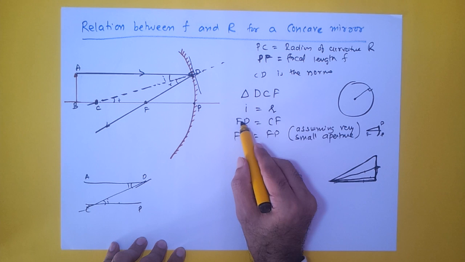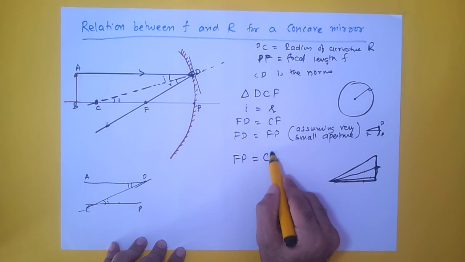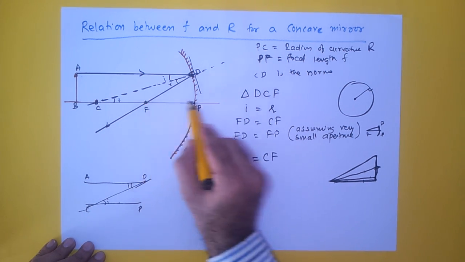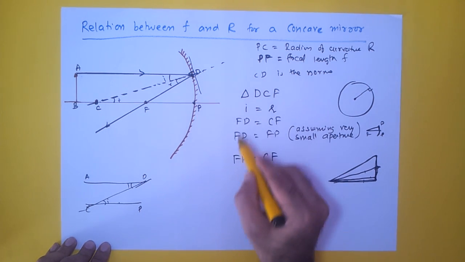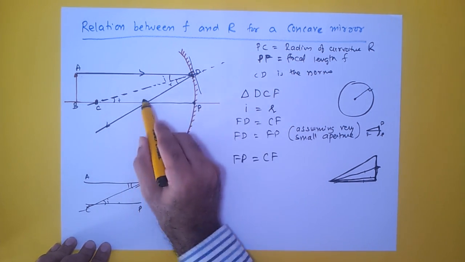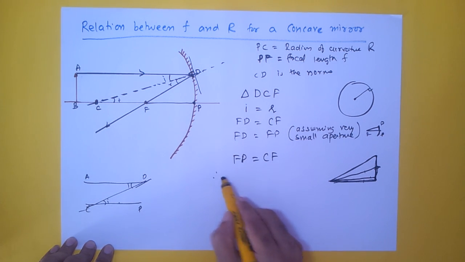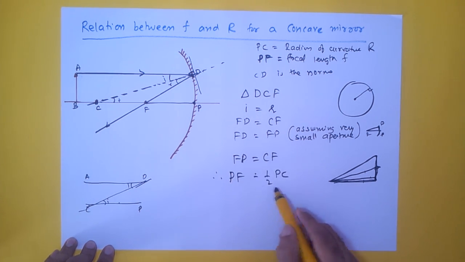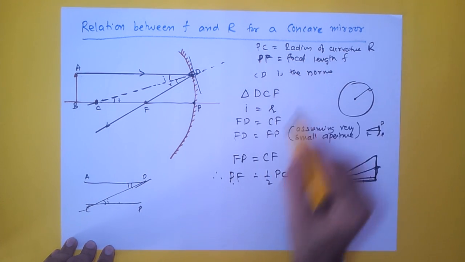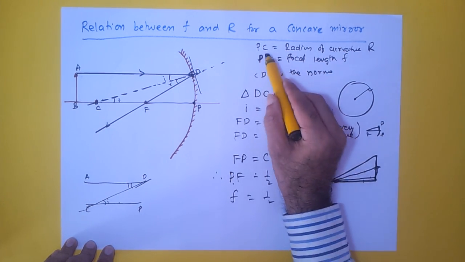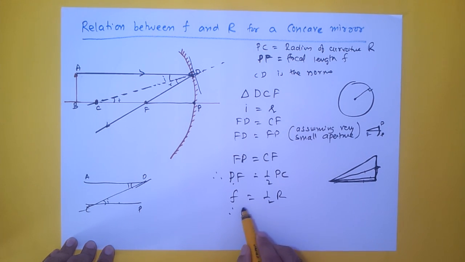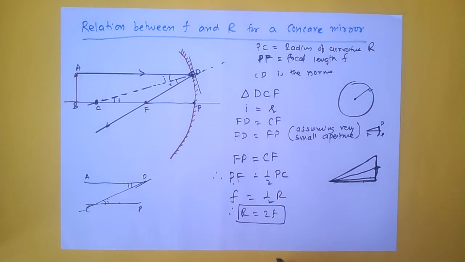Therefore, in this equation, FD I can write as FP. Therefore, FP is equal to CF. If these two lines are equal, then I can write PF or FP is equal to half of PC. Now, what is PF? PF is focal length F, and PC is radius of curvature R. Therefore, R is equal to 2F. And this is what we observe in case of mirrors, that the focal length is half the radius of curvature.